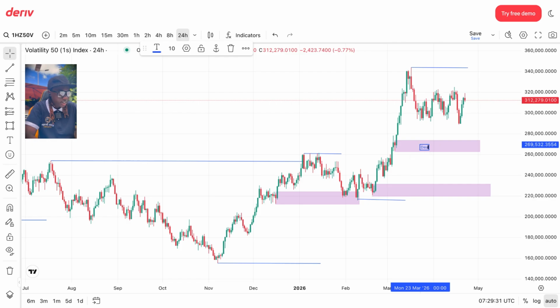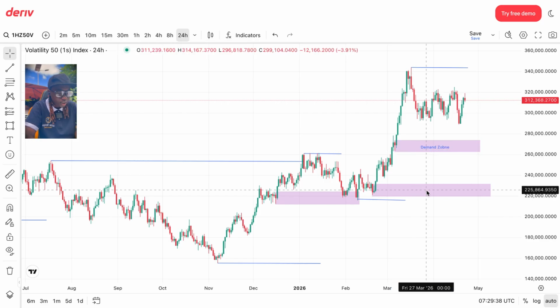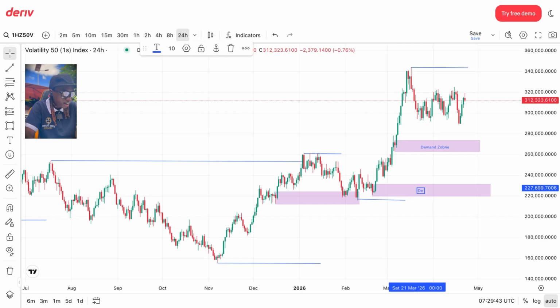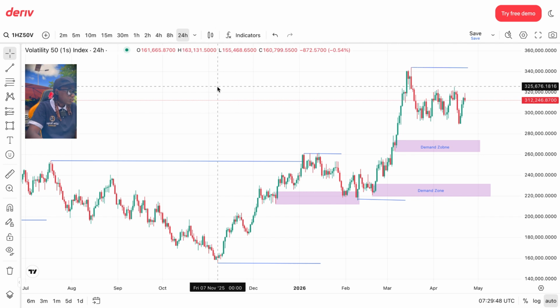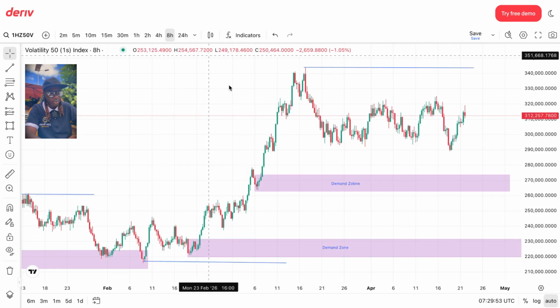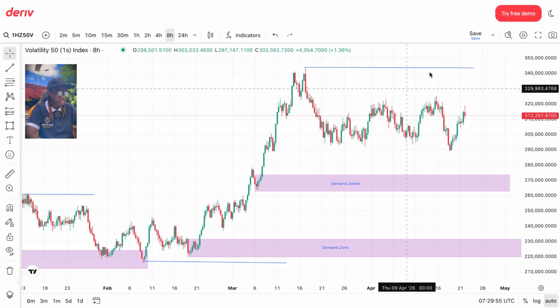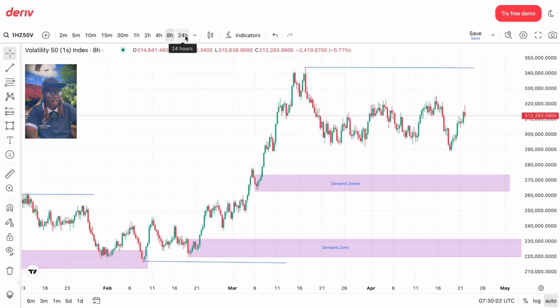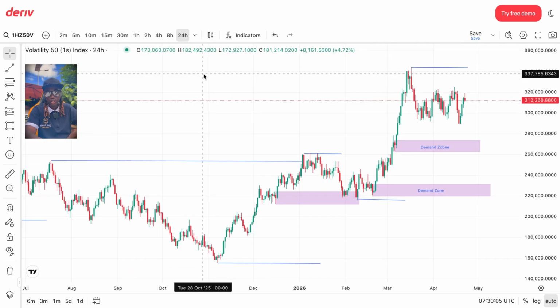So these are the demand zones, and also this one is our 24 hours demand zone, like that. So we'll go straight to 8 hours. So what does our demand zone mean? It means that you expect price to come and react from somewhere here or here. Then we'll continue with our bullish trend, which is in our 24 hours.